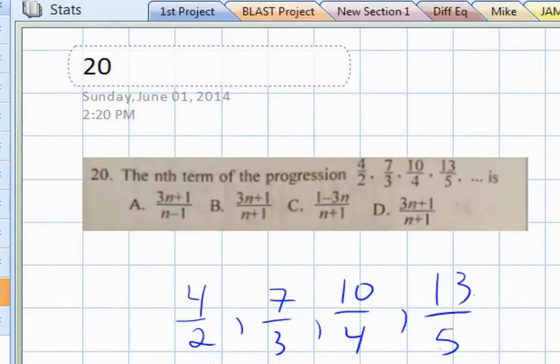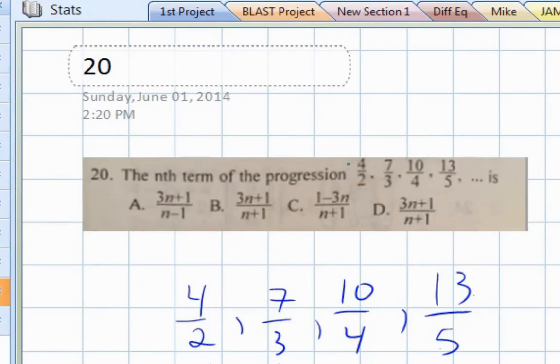Question 20 wants us to find the nth term of the progression listed here. And so I'll start off with the denominator because I think that will be easier for me to explain, and move on to the numerator. So with the denominator, what's happening? So it goes 2, 3, 4, 5. It's pretty easy to tell that it's just going up by 1. And it starts with 2.